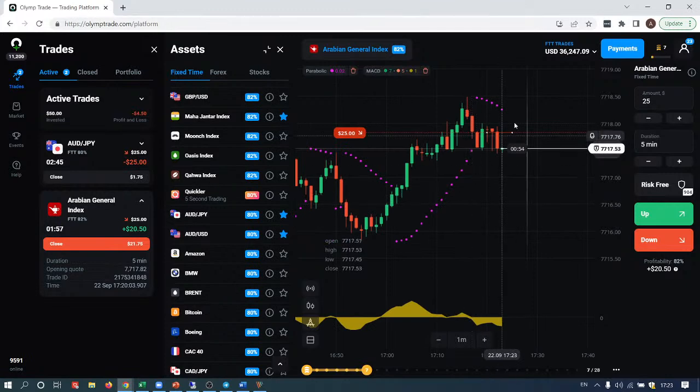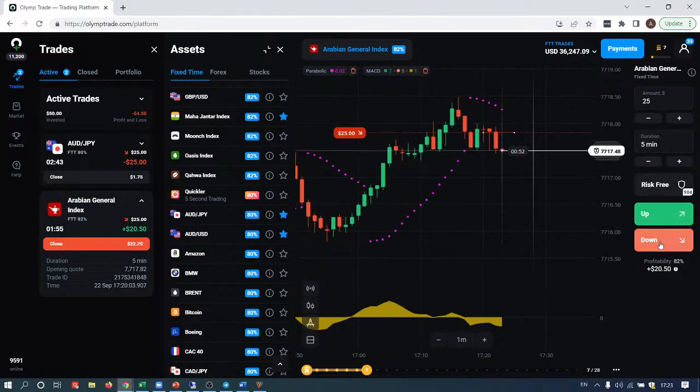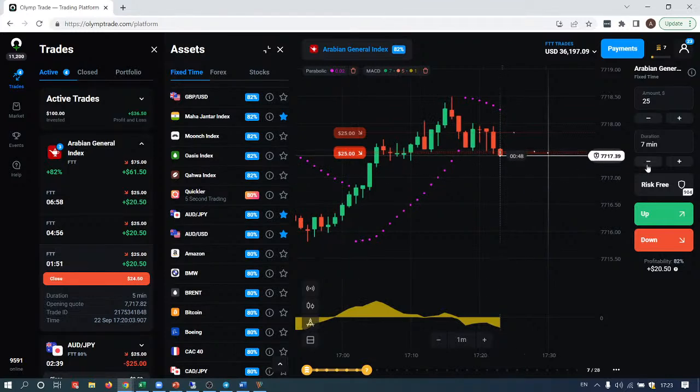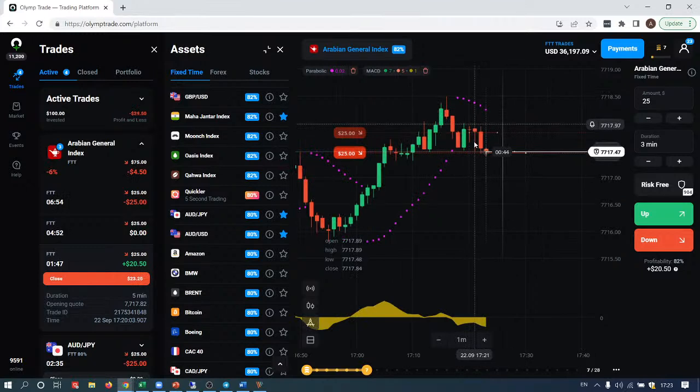And well, yeah, Arabian General Index, I think we are doing quite fine, and I want to add up on this index, and I want to open a few more trades according to the same signal. So the signal is there. The signal is continuous.